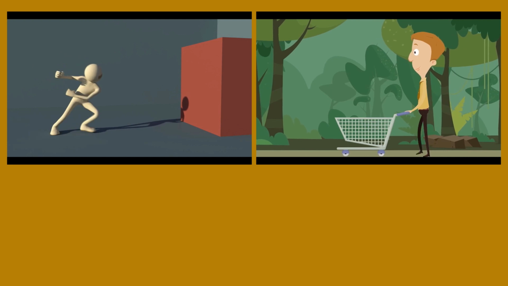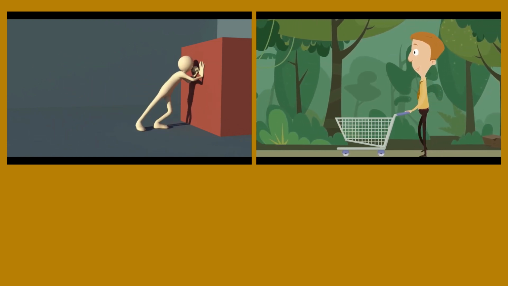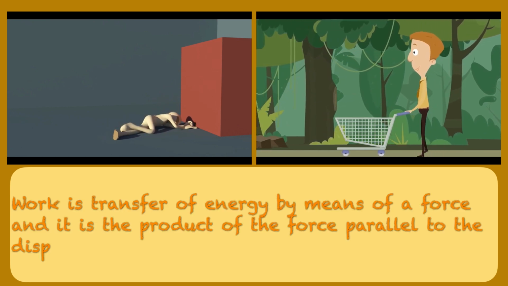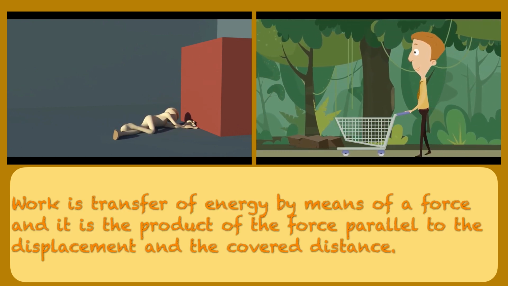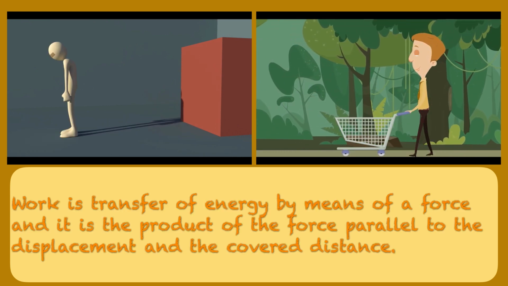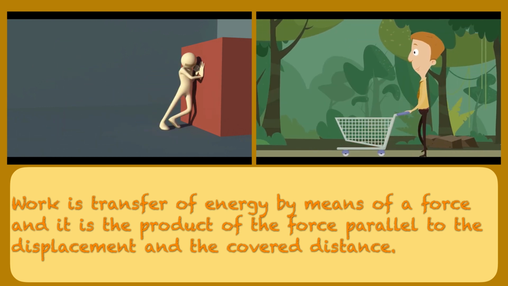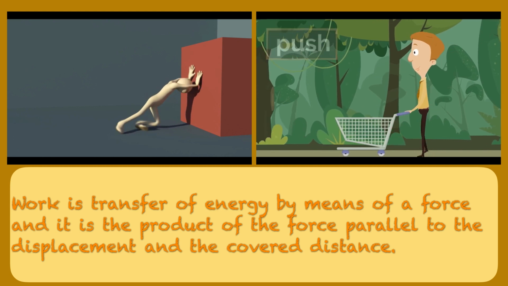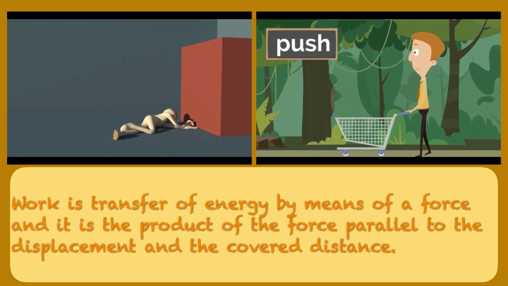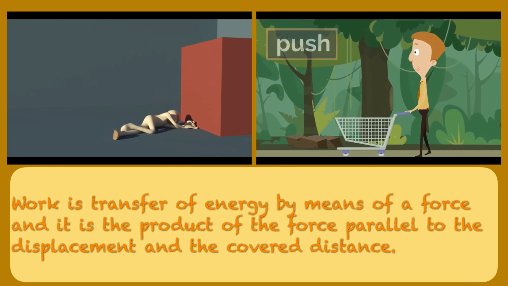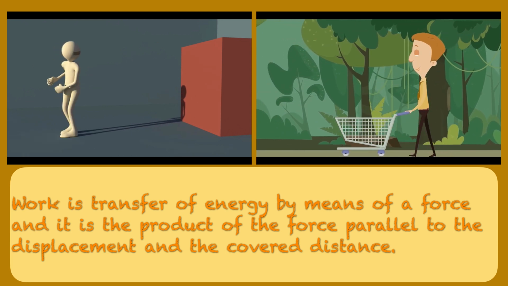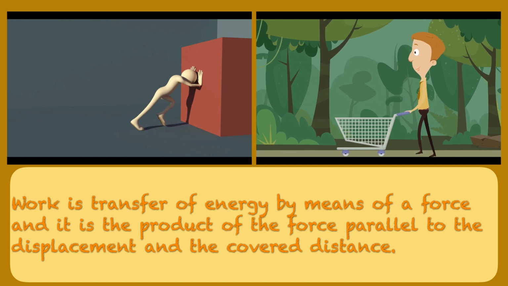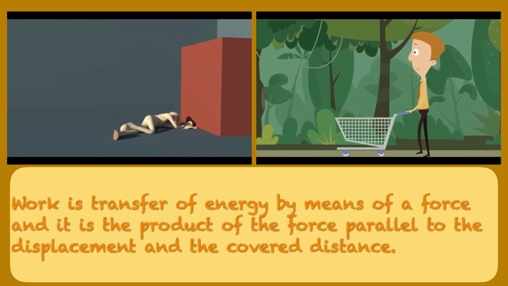Based on this activity, are you able to define work? Work is the transfer of energy by means of a force, and it is the product of the force parallel to the displacement and the covered distance. In order to do work, a force must cause a displacement, and this displacement must be in the same direction of the force. In order to understand this concept, let's read these examples.